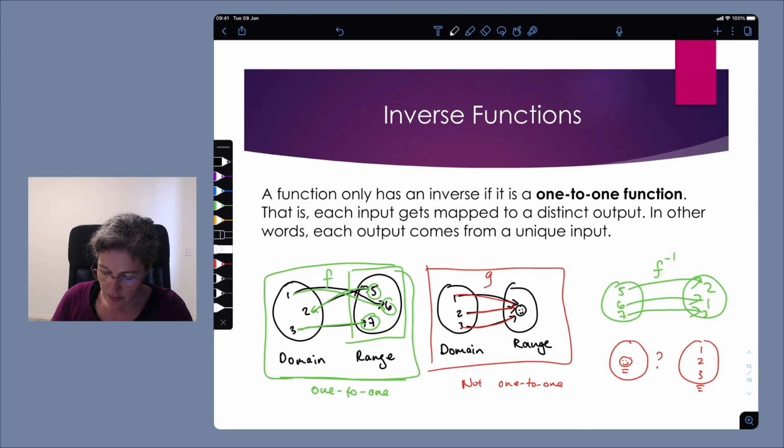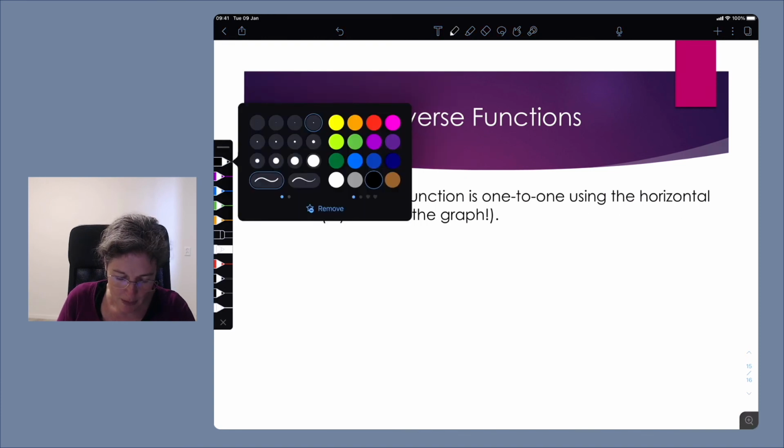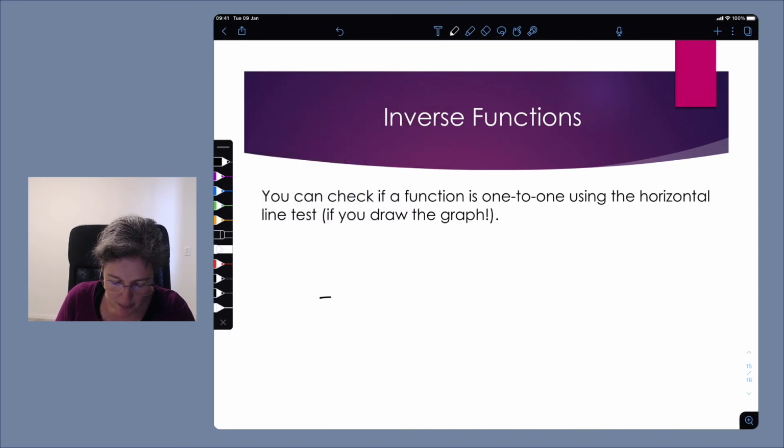All right. So how can you check? Because it might be a bit of a pain to be actually drawing set diagrams. Well, the useful thing is you can actually use what's called the horizontal line test. Not to be confused with vertical line test, which you might have learned about finding if something's a function. Okay, let's see what I mean.